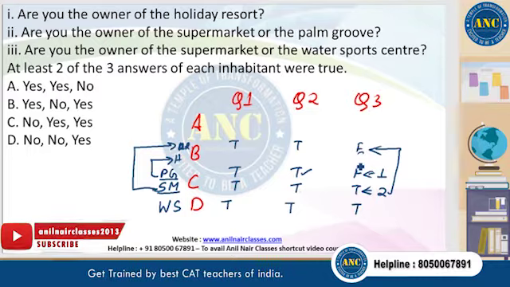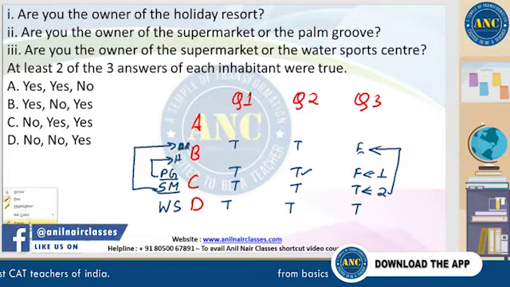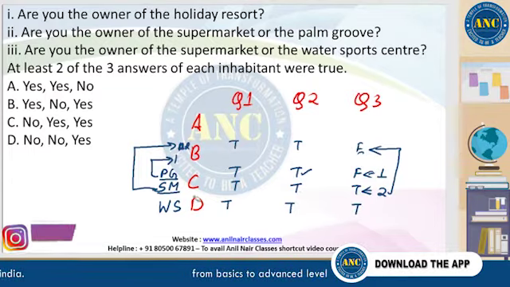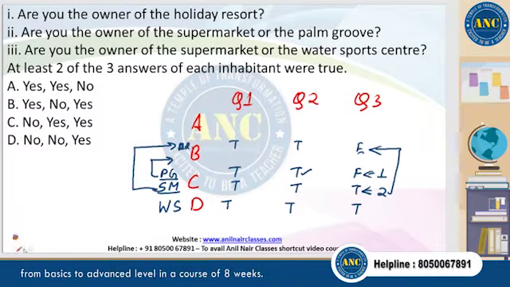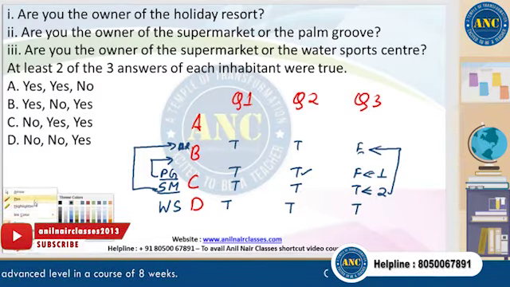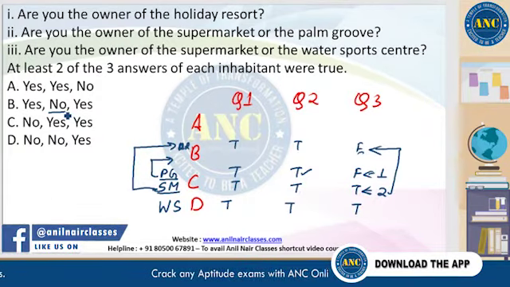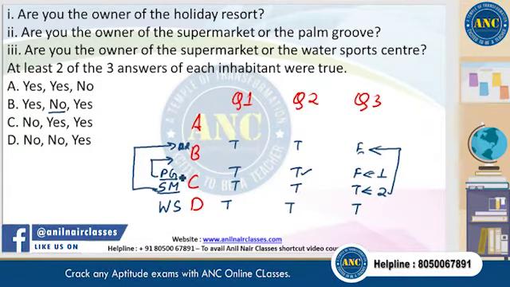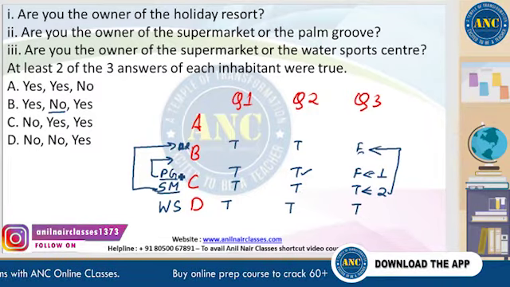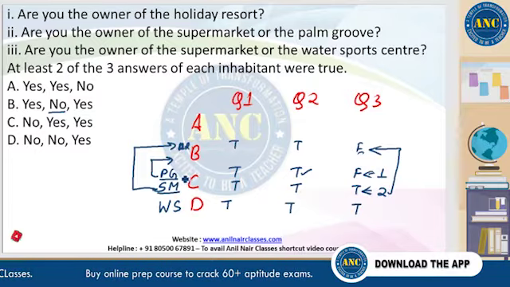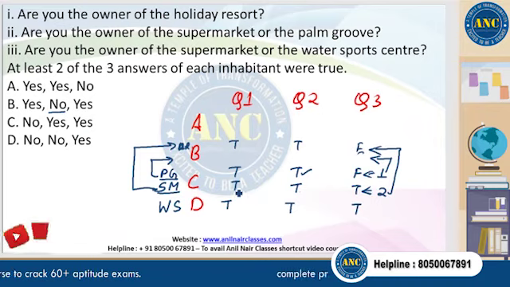Okay, let's take the other way around. If this is palm grove, that means we're talking of C being the owner of the palm grove. The palm grove is out of bounds, which means, in statement 2 of B, B cannot be the owner of the palm grove, because palm grove is already taken because of C. I'm taking case 1. We're trying to work with case 1. The palm grove is out.